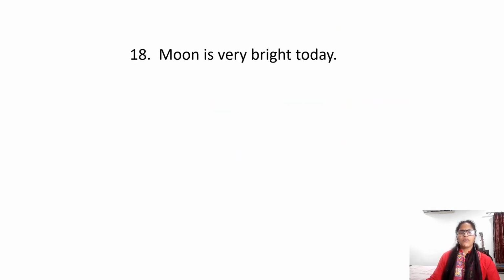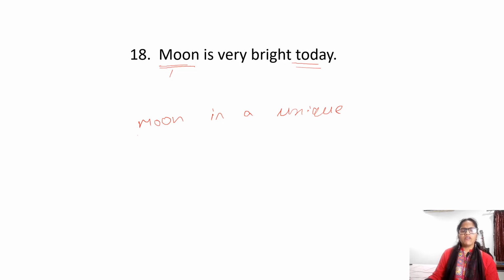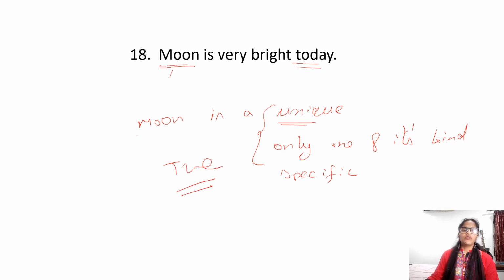Next question. Moon is very bright today. Moon is a specific one, only one of its kind. Something which is unique or only one of its kind, we must use article the. So moon is a unique thing. So we must use article the. The moon is very bright. The moon, the sky, the planet, the universe. So all these are only one of their kind or unique things. So we must use article the before something which is unique.